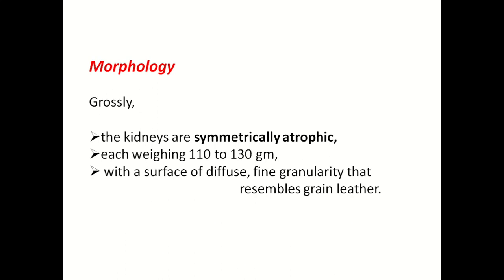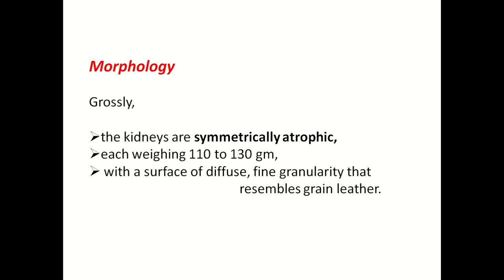So the gross features of benign nephrosclerosis: obviously the kidney is symmetrical, right? Each kidney weighs around 110 to 130 gram with a surface of diffuse fine granularity. Here the keyword is fine granularity, which resembles grain leather. So with these features you can differentiate it from the previous two causes of small contracted kidney.